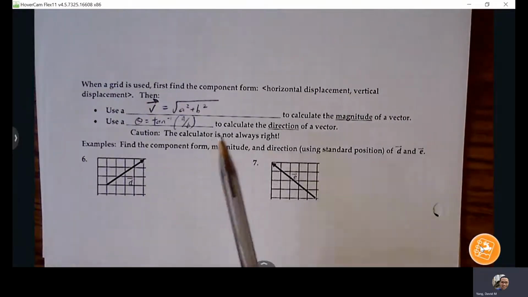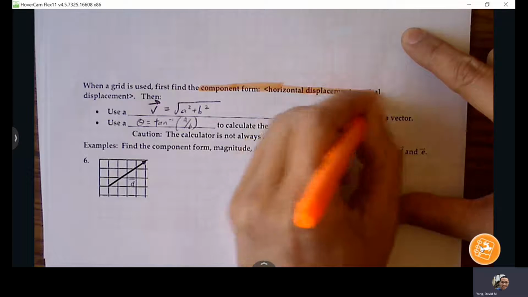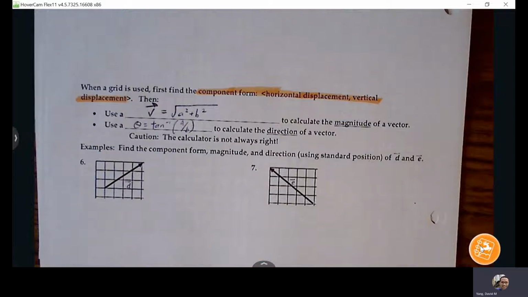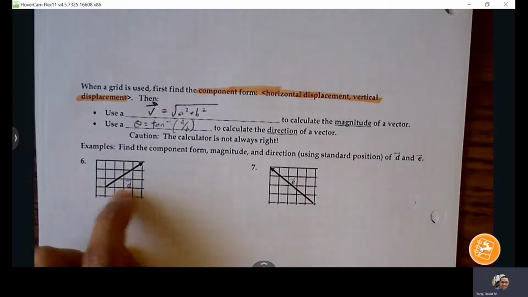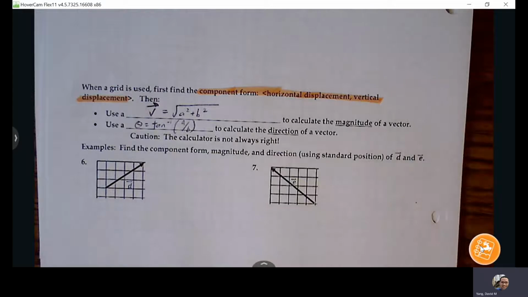Okay, so when a grid is used, first find component form. So component form is going to help us identify the displacement, especially just the x and y values of the vector that we're going to create. Okay, so component form, we're going to practice applying that. It's just how far left or right the horizontal component is, and how far in terms of vertical that we reach. So remember how yesterday we started at one point and we counted horizontally and we counted up, and we always just got to our destination by creating a right triangle.